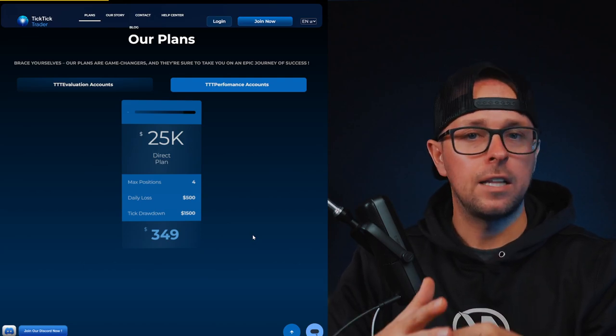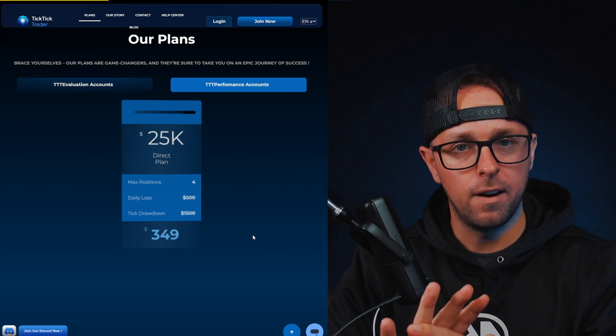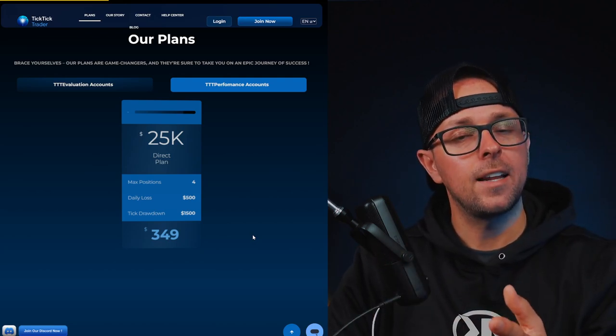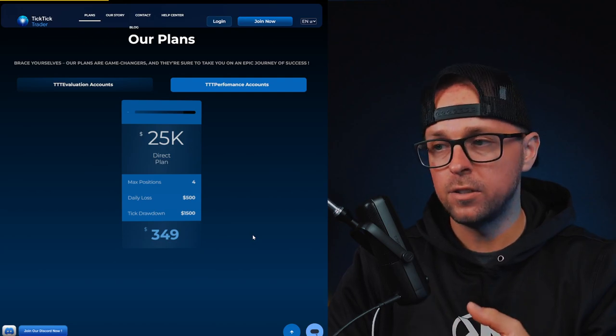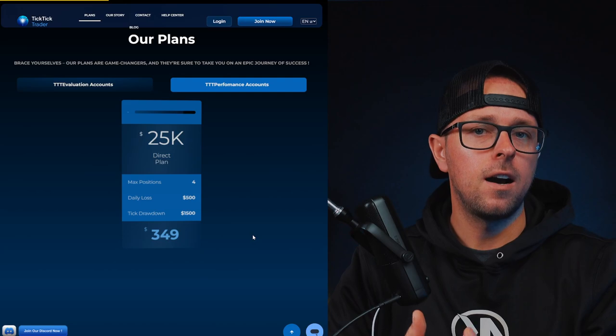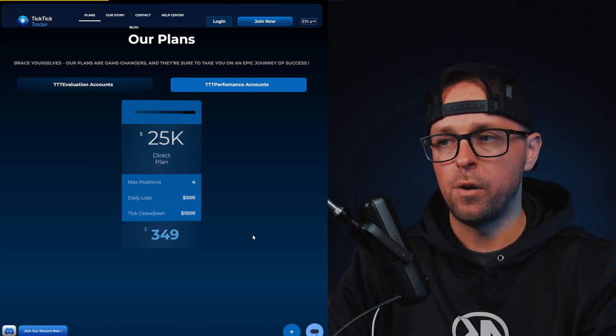Number one, it's just a 25K account. You can't do the 50, you can't do the 100. It's just a 25K one. The tick drawdown is also your safety net. So you cannot take out the first $1,500 plus 100. So it's technically 1,600. And then the third con is the price. But the price is actually not that bad once I break it down for you.